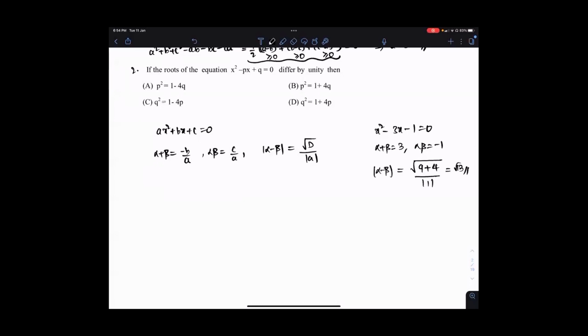Now in the question, what they have told is, if the roots of this equation differ by unity, basically the difference between the roots is 1. So square root of discriminant, what is the discriminant for this? p square minus 4q, divided by mod 1, which is 1, equals 1. If you square on both sides, you will get p square minus 4q must be 1. So p square equals 1 plus 4q.